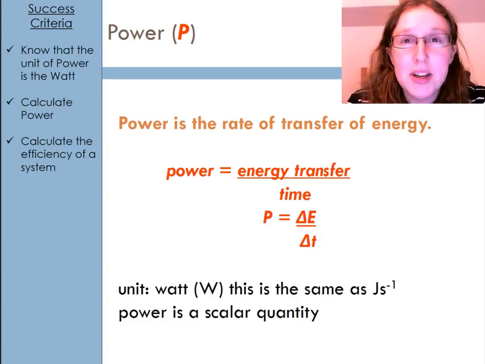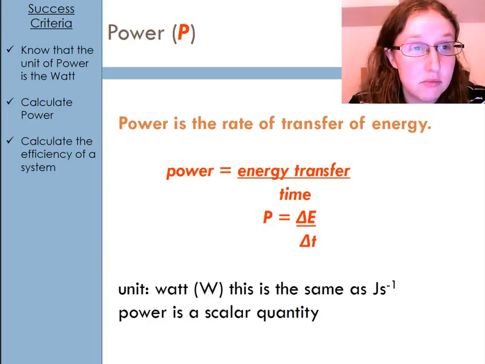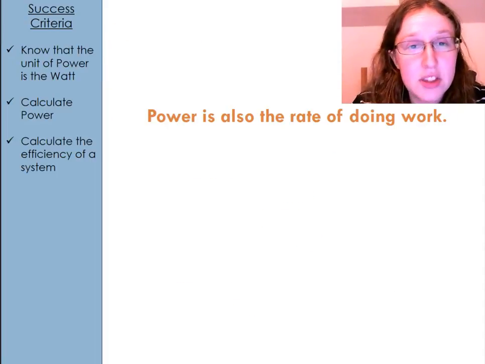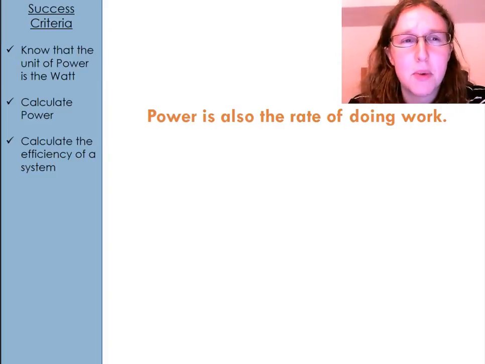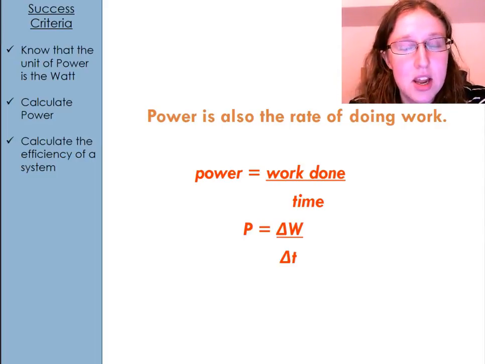Another thing about power is it is a scalar quantity, because energy is scalar, so power has to be scalar as well. Another way that you can think about power, and this is probably the more useful one, is that power is the rate of doing work, so the rate at which work is done. So you might sometimes see the same equation of power is work done over time, or power equals change in work over change in time.